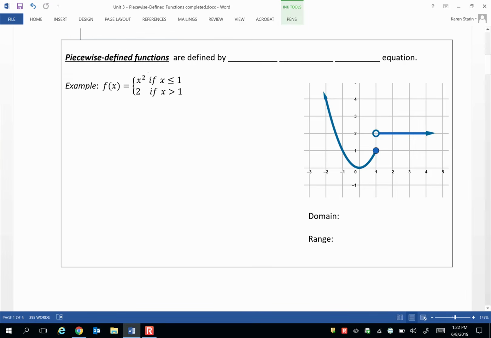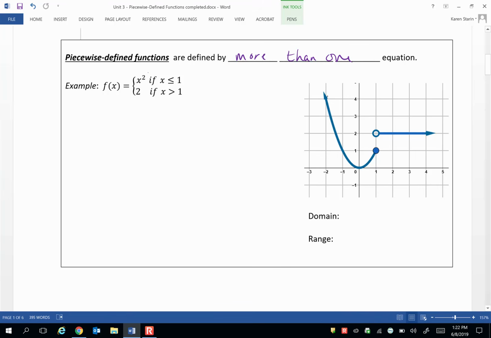Piecewise defined functions are defined by more than one equation. So here's an example where f of x equals x squared if x is less than or equal to 1, or f of x equals 2 if x is strictly greater than 1. So let's look at this graph to the right.